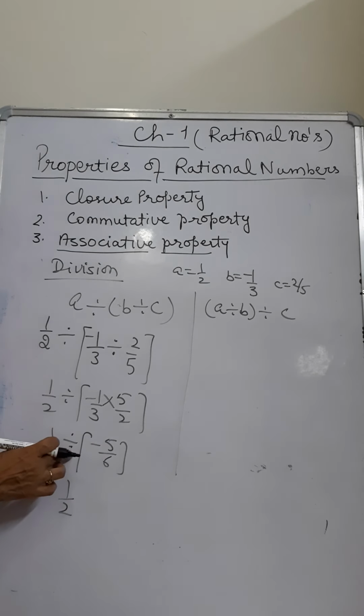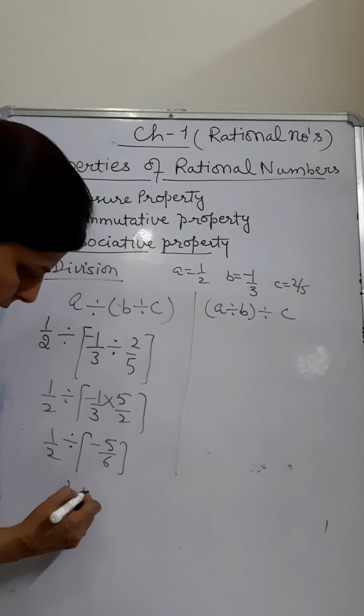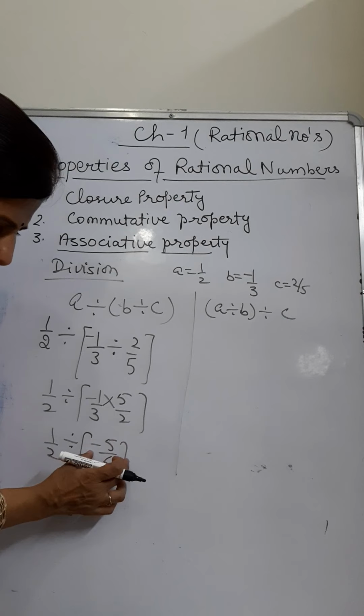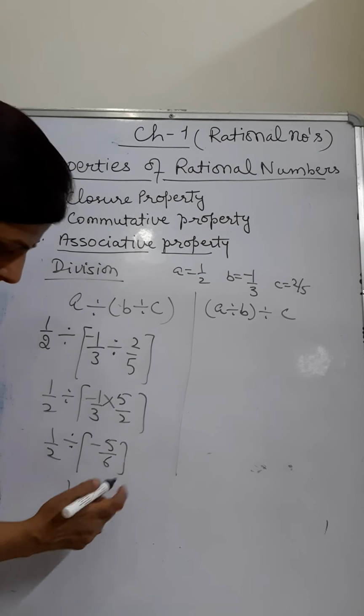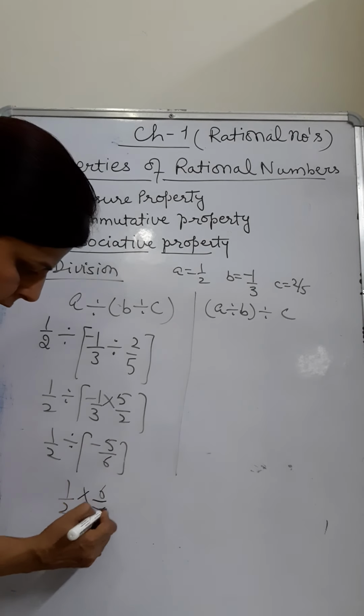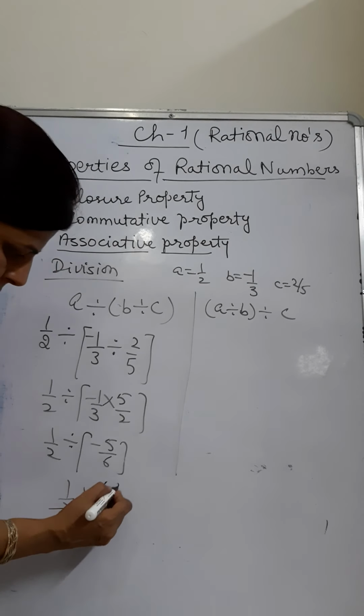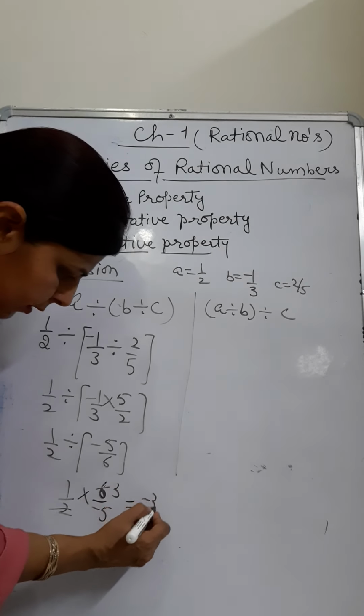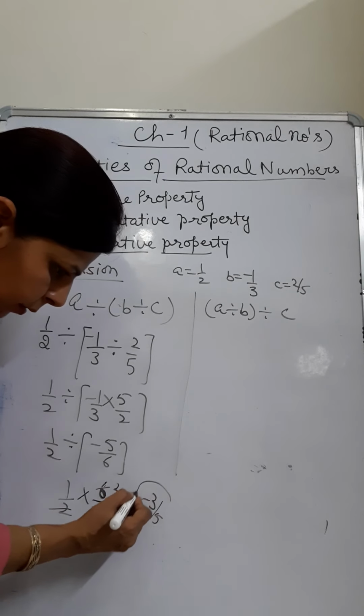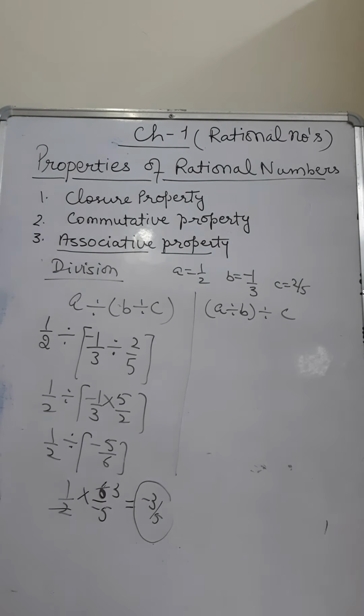When the divide sign is there, we have to convert into multiply. See, do the reciprocal of this number, it will be 6 by minus 5. Do the cutting now, it will be minus 3 by 5. The result is minus 3 by 5.